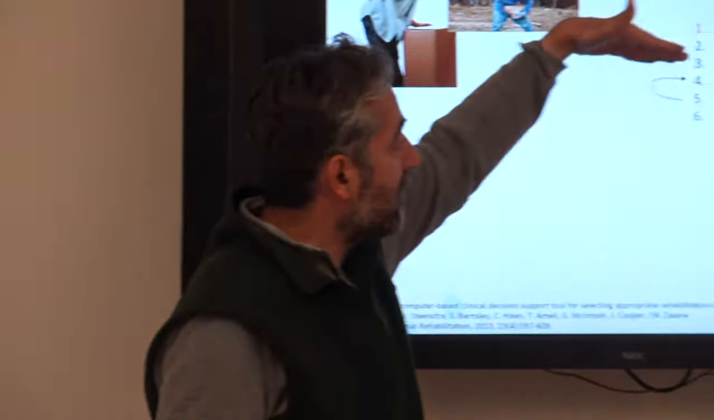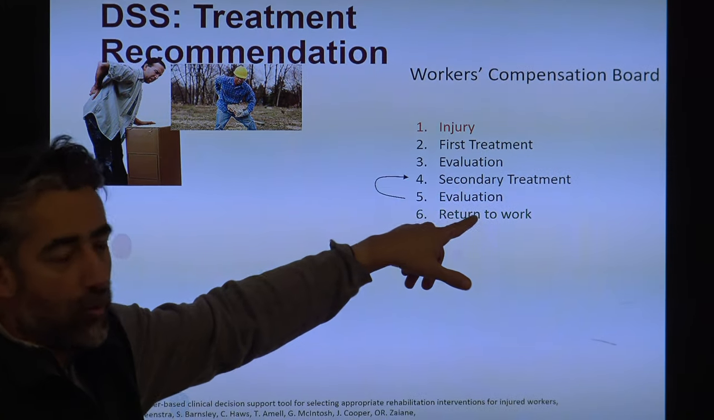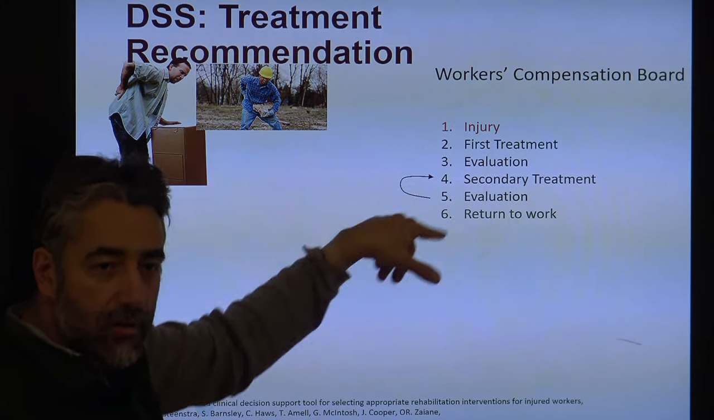There's a treatment done in the clinics of the workers' compensation board, and immediately after the treatment, they are evaluated. Are they ready to go back to work? Or no, we need to do something else. And often you have an iteration. So you have the injury, the treatment, an evaluation, a second treatment, another evaluation, and they don't immediately go back to work. They may have to do other treatments.